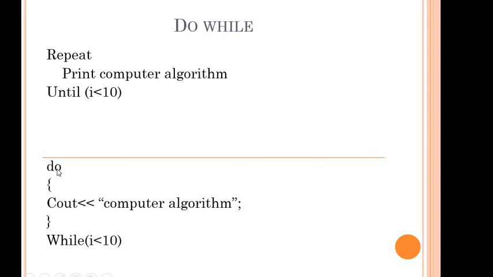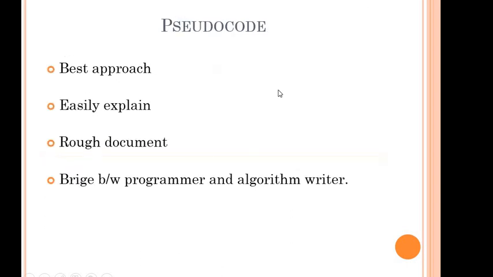Here, the do while statement in the programming structure is like this. The word do is there, followed by the curly braces. Inside, the statement is given, followed by the word while with the condition. Do while is given in the pseudocode format like this: the word repeat should be given first, followed by the statements, then the word until, and within the brackets we have to give the condition. Like this, the do while statement is given in the pseudocode.